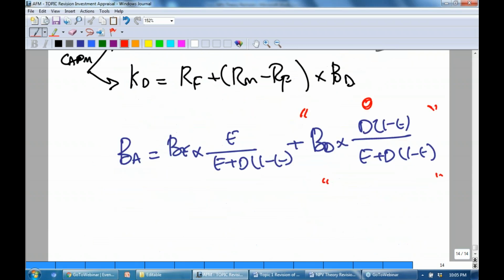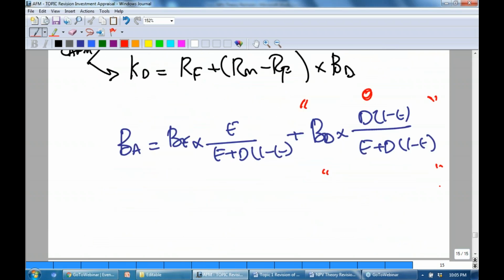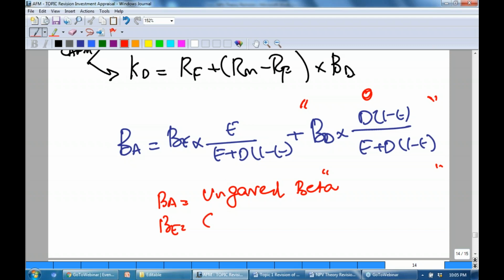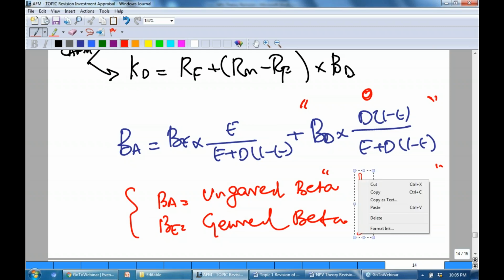You must know that the term beta asset is called ungeared beta. That means no financial risk, the beta without financial risk. And beta equity means geared beta. That is the point. Now let's take an example. Let's start the example.